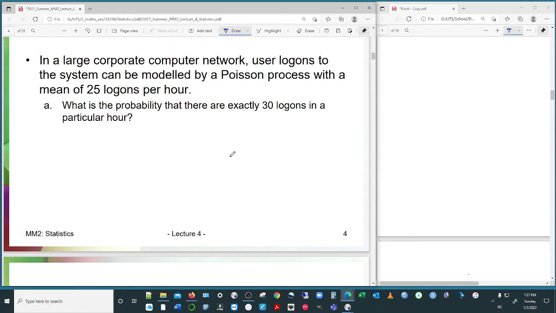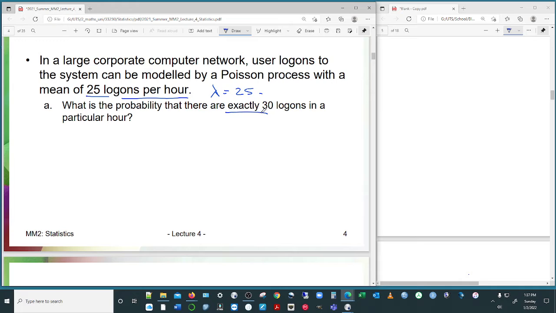In a large corporate computer network, user logons to the system can be modeled by a Poisson process. That's good, not a binomial one, but a Poisson one, with a mean of 25 logons per hour. So there's our mean and there's our unit of time. So our lambda in logons per hour is 25. Cool, pretty easy. What's the probability that there are exactly 30 logons?